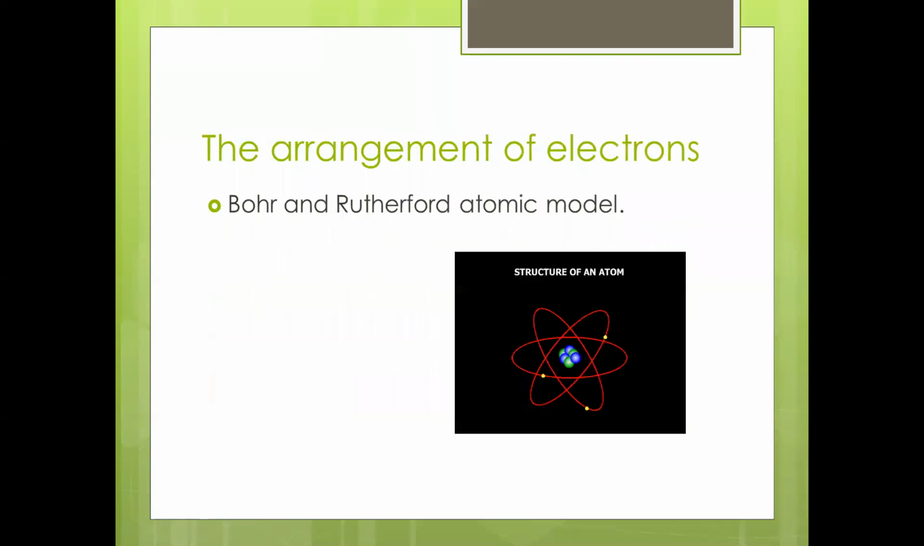So let's start with our first topic, that is the arrangement of electrons. Well, students, we had already discussed in our previous lesson that according to Bohr and Rutherford, the atom is a structure in which the electrons are continuously moving around the nucleus. As you can see in this picture, the electrons are continuously moving around the nucleus. So based on that concept, Bohr and Rutherford further suggested the arrangement of electrons in shells, because they are continuously moving, rotating and revolving around the nucleus. So how to arrange the electrons in an atom?